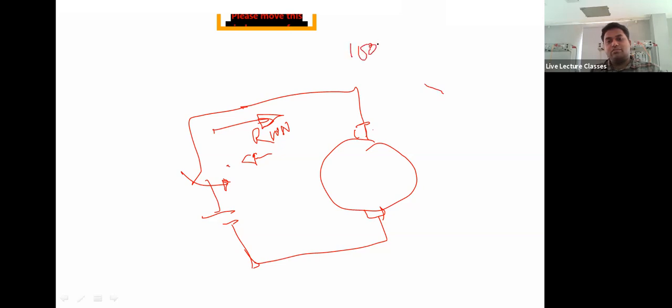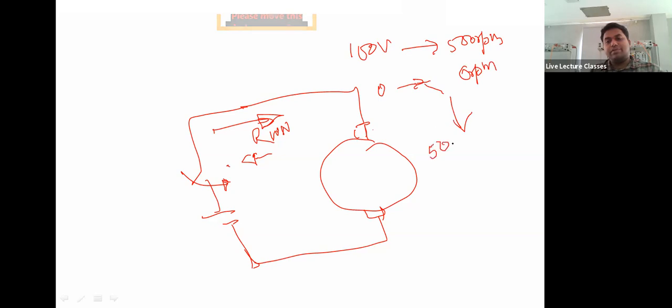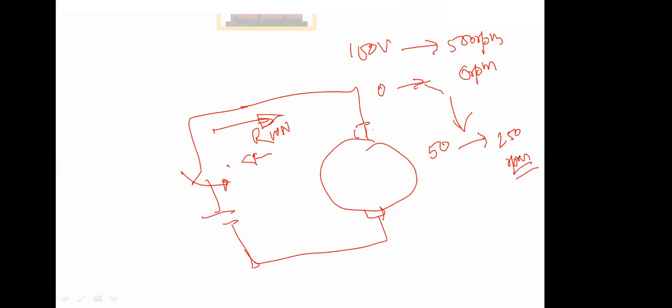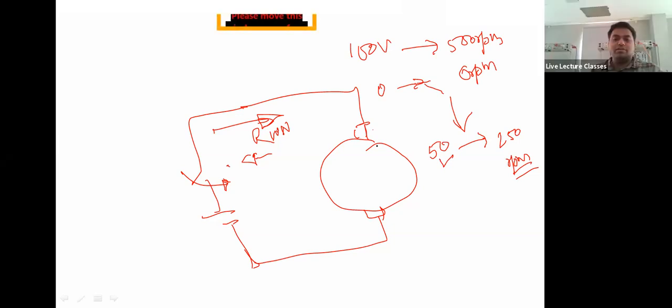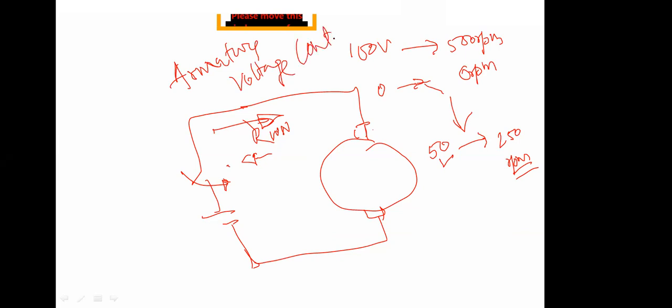Say at 100 volts, it runs at 500 RPM. That means at 0 volts, it is running at 0 RPM. Does it mean, that simply, at 50 volts, it should run at in between, say, 250 RPM? Not quite so. If you give an intermediate voltage, it will run at an intermediate speed. So that's the very essence of armature voltage control. It makes sense, right?